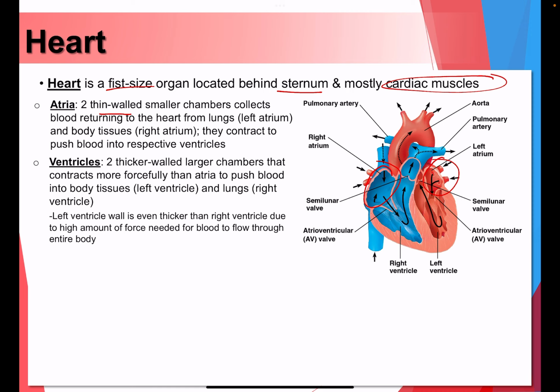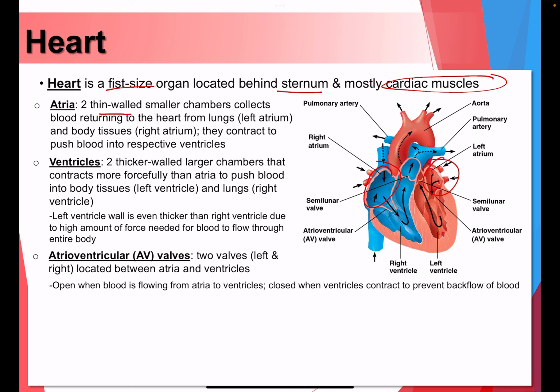Okay. So I already said the left ventricle wall is usually thicker than the right one due to the force needed to push blood towards every single part of your body, whether all the way up at your head or all the way down to your toes. And then between your atria and the ventricles, you have a set of valves. These are called the atrioventricular valves.